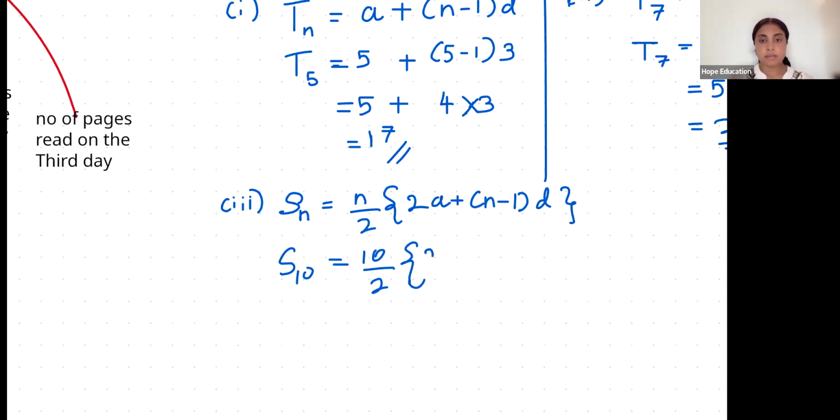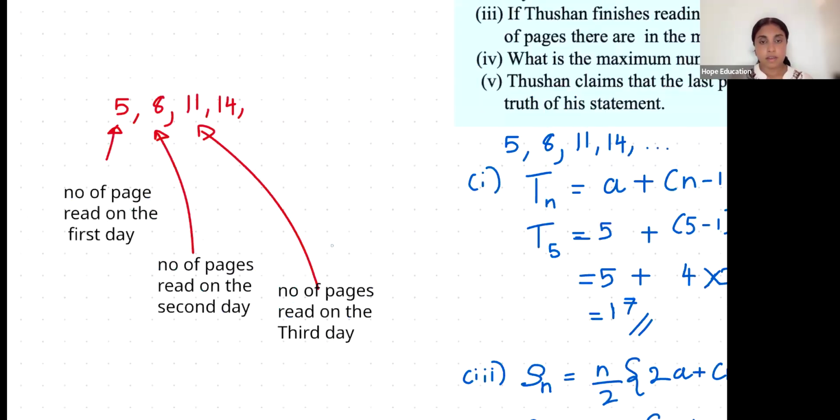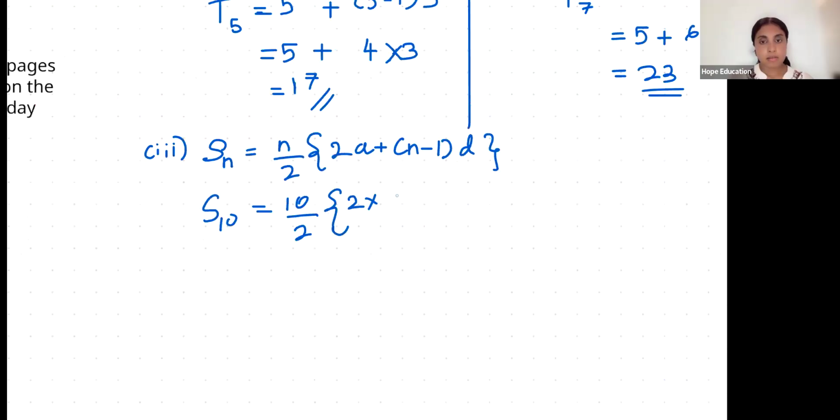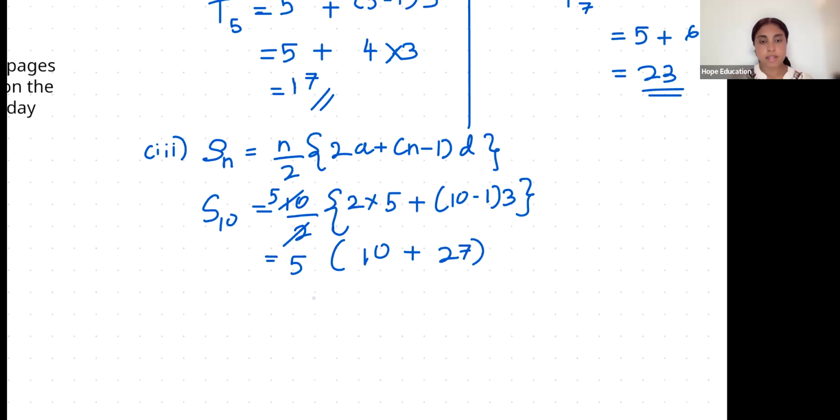2 times A, the first term is 5, plus 10 minus 1, the difference is 3. So here, 2 times 5 is 10. Plus 10 minus 1 is 9. 9 times 3 is 27. 27 plus 10 is 37.